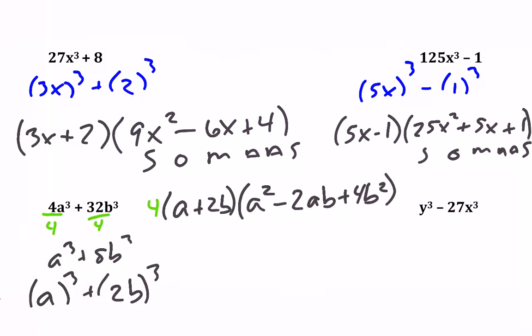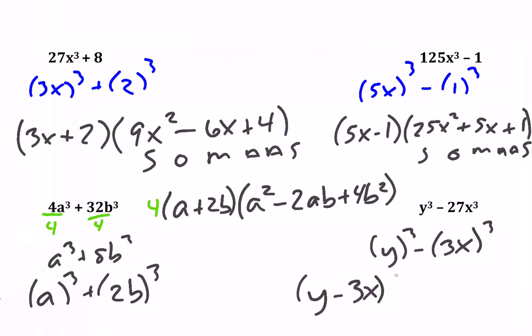Okay, and the last one, I can rewrite as y cubed minus 3x cubed. So my binomial would be y minus 3x. Then I'm going to square my first term, y squared. Opposite sign, which would be adding. Multiply my terms, which would be 3xy. I always add, and I square my last term.